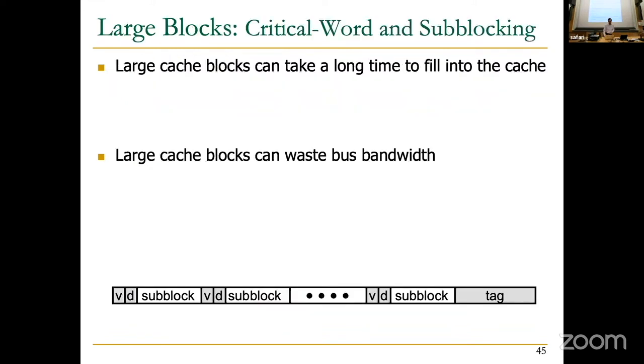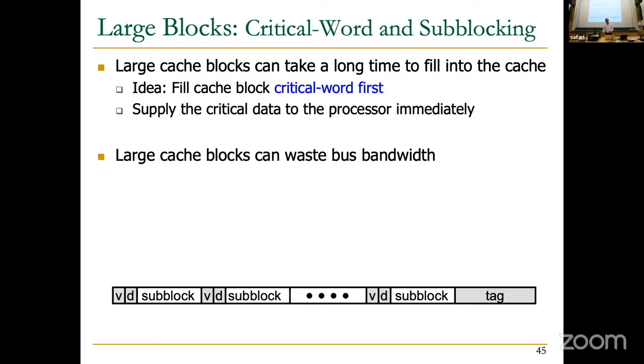Okay, so large blocks, I foreshadowed this point. Large blocks can take a long time to fill or to place into the cache. So what a lot of processors today do is critical word first, assuming you know this information. At the first level, for example, you know that this load requires this word in this block. So you try to fetch that word first from memory, as opposed to the entire block. So you prioritize what you fetch within the block, and supply the critical data to the processor immediately.